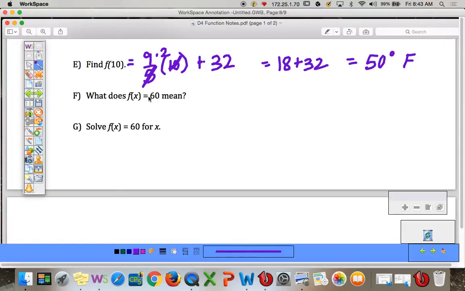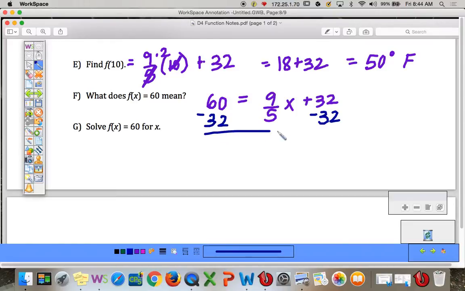What does f of x equals 60 mean? Well, this is the answer. It means when it's 60 degrees Fahrenheit, what is the temperature in degrees Celsius? So let's solve that. Plug a 60 in for f of x. We'll subtract 32 from each side. 60 minus 32 is 28 equals 9/5 x. It's being multiplied. We can divide by 9/5, but use parentheses.